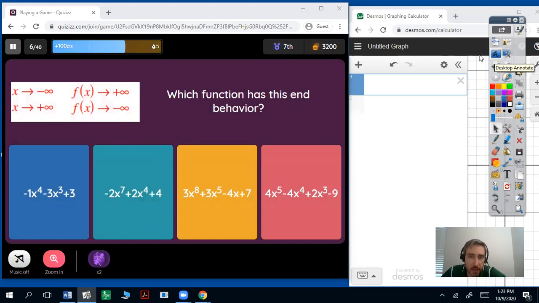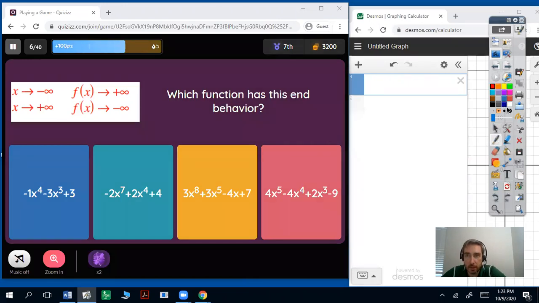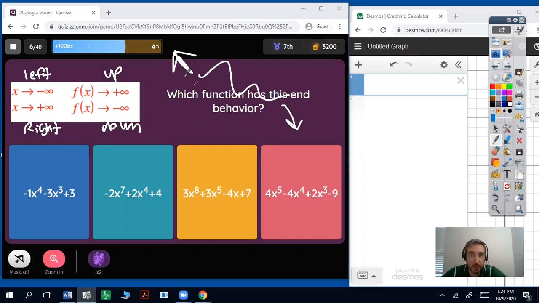All right, which function has this end behavior? Looking at the end behavior here, we want to see x going to negative infinity, that's left, and f of x, that's y, goes to infinity, that's up. So we want end behavior that goes left and up, and then right, and f of x goes to negative infinity, that's down. So we want ultimately to be pointing up on the left side and down on the right side. Now I don't know what's going on in the middle, but at the ends, this is what we want to look for. So we want to analyze our graphs.